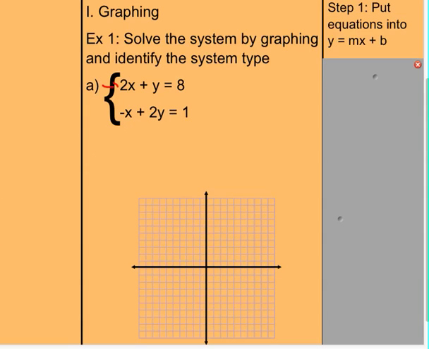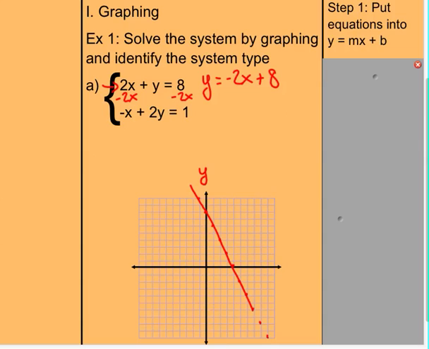So I'm going to start with my red equation by subtracting 2x from both sides. This one is already solved for y, so I'm going to start to graph it. On my y-axis, I'm going to go up 8. My slope is -2, so I'm going to fall 2 and run to the right 1. Or up 2 and left 1.